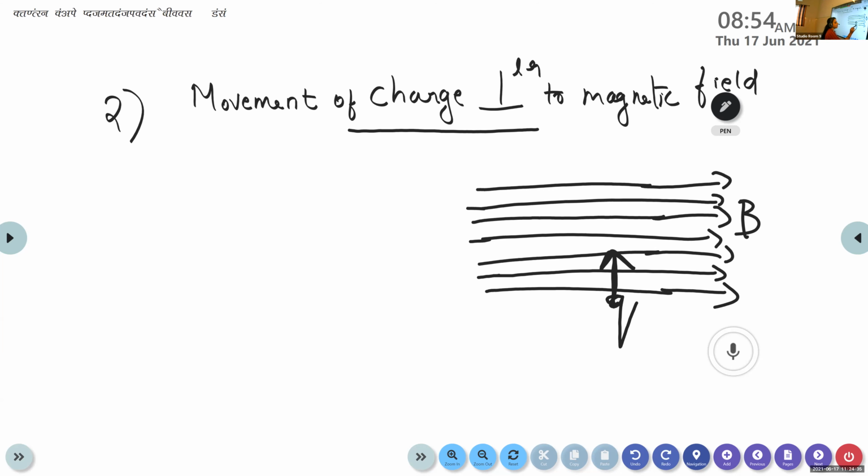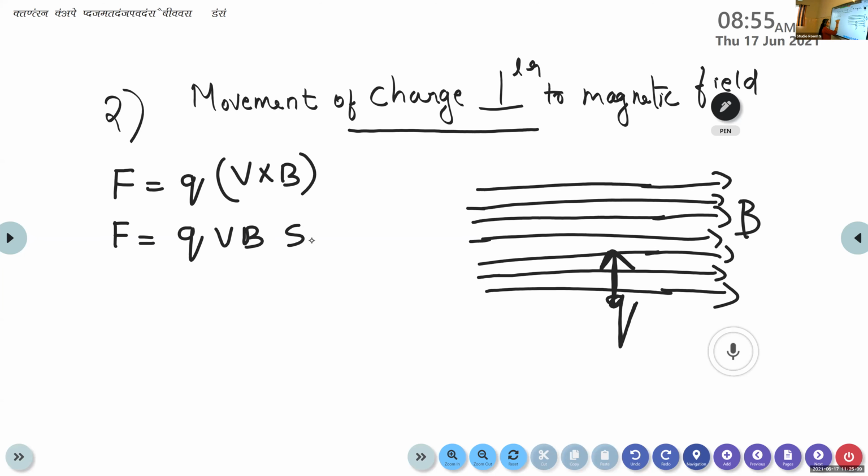Whenever this charged particle enters perpendicular to the magnetic field, it experiences a force due to the magnetic field. That force is given by F is equal to Q into V cross B, or we can write F is equal to QVB sine theta.